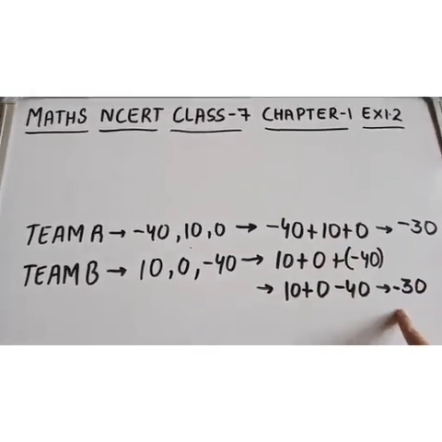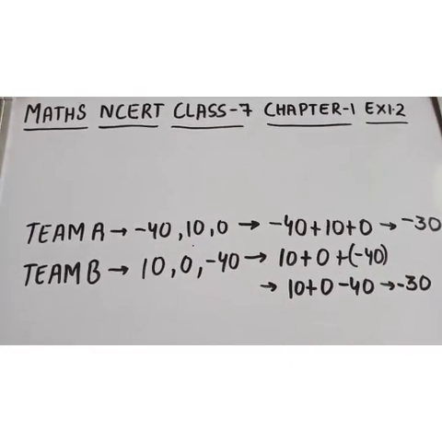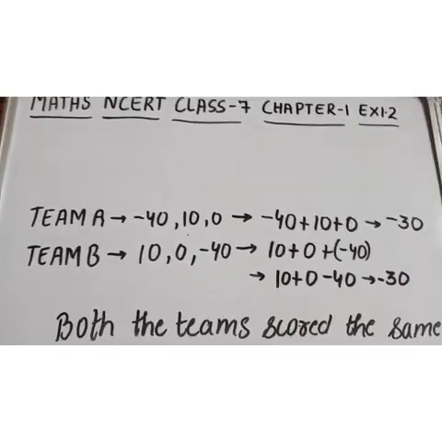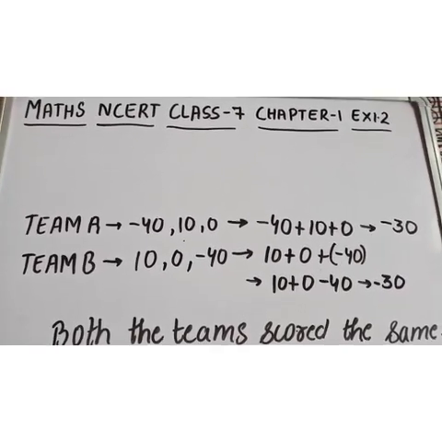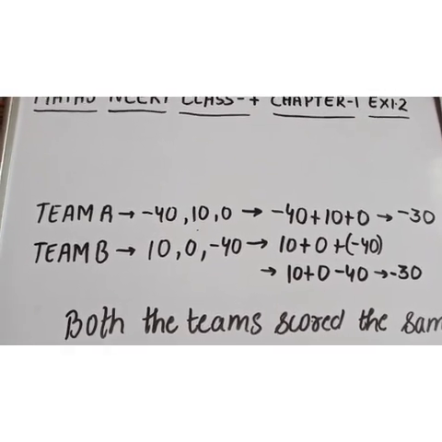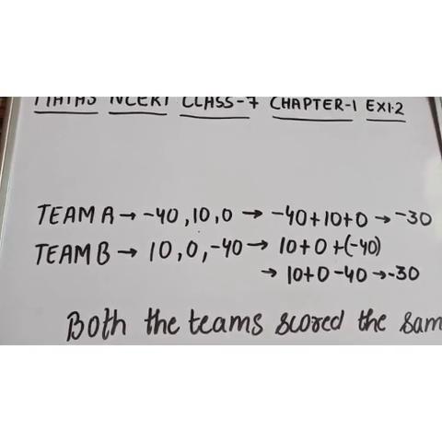-30 and -30. So what we will write at the end? That both the teams scored the same, like this. So after that, one more question they have asked in the question, that can we say that we can add the integers in any order?